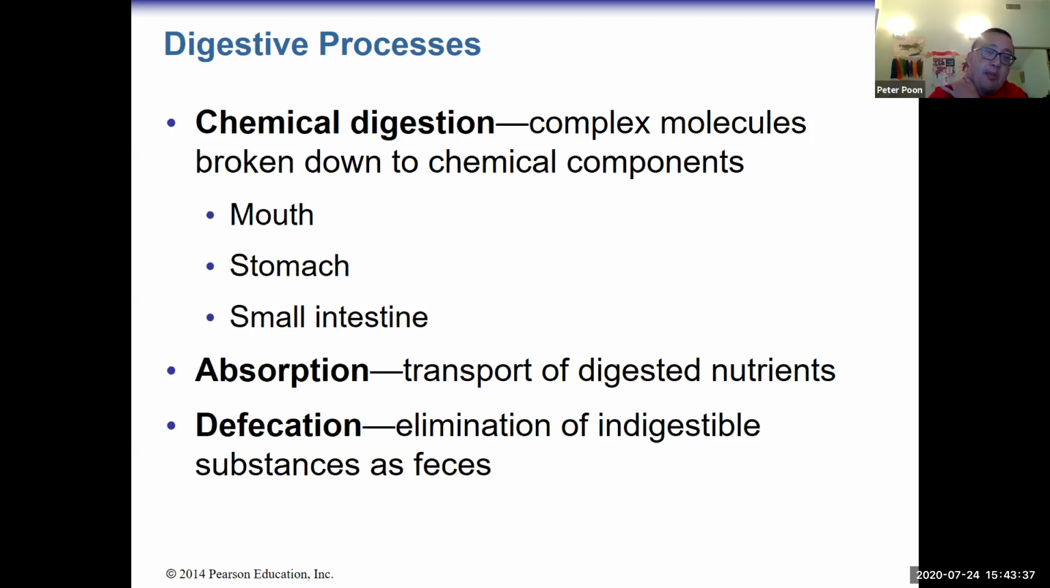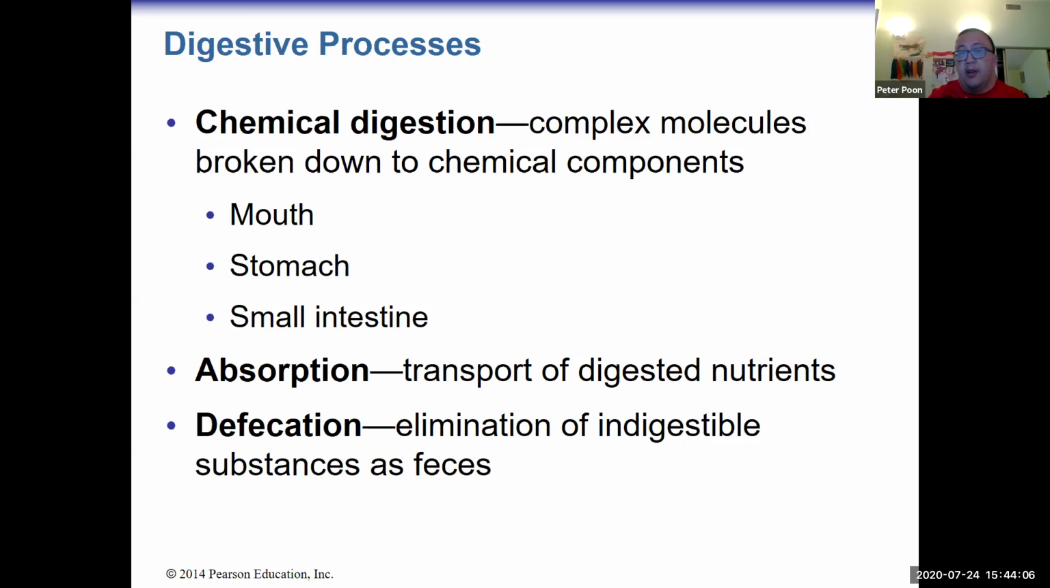Chemical digestion is where complex molecules are broken down into chemical components. It starts off in the mouth right away. The mouth has enzymes that start to digest sugar primarily. Then it goes into the stomach. The stomach starts to break down proteins. It ends for the most part in the small intestine. The small intestine basically digests everything.